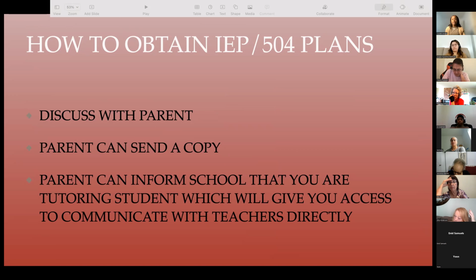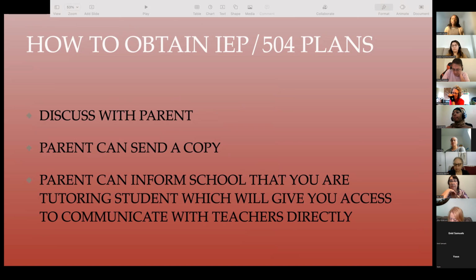Because some parents have a copy of everything and they could just send it to you. But if they don't already have a copy, then you could say, hey, can you reach out to his guidance counselor so that you could get a copy and then send it to me? That way I could tailor our lessons to his IEP or 504 plan goals.